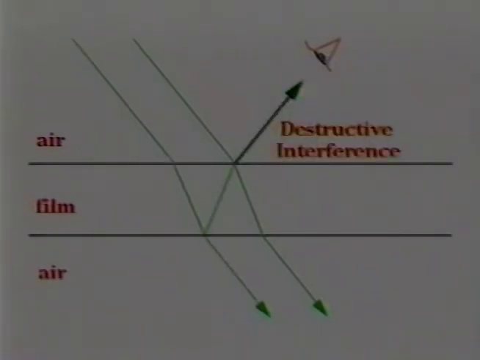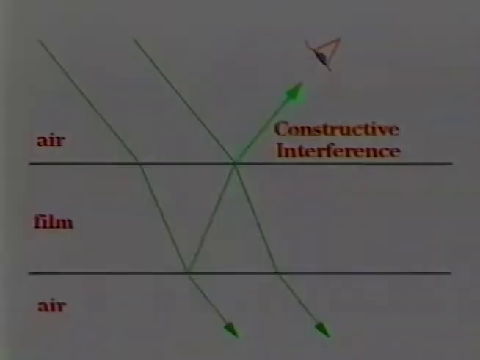The reason soap films are colored is because their thickness is on the same order as the wavelengths of visible light. Light rays reflected toward us from the top of the film interfere with rays that pass into the film and reflect toward us from the bottom. These rays may interfere destructively or constructively, depending on the thickness of the film and the wavelength of the light.